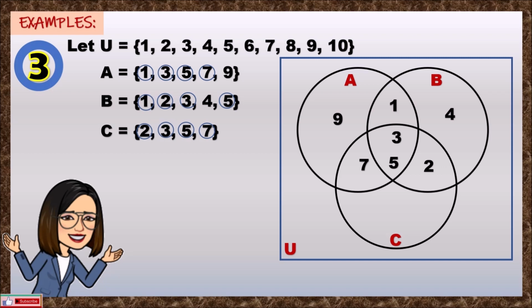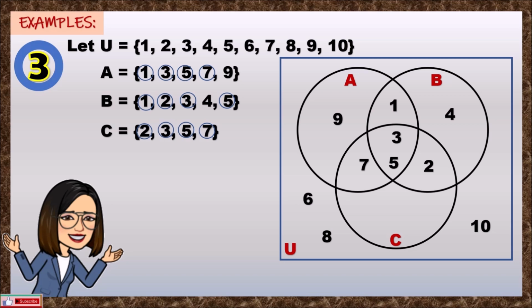The number of elements found in sets A, B, and C is 7, which means we have 3 remaining elements from the universal set. Therefore, we have to write those elements outside the circles. We have 6, 8, and 10. Very nice!